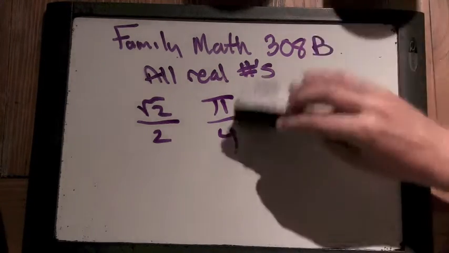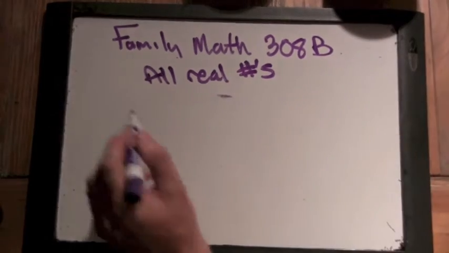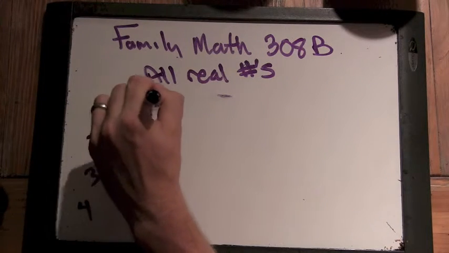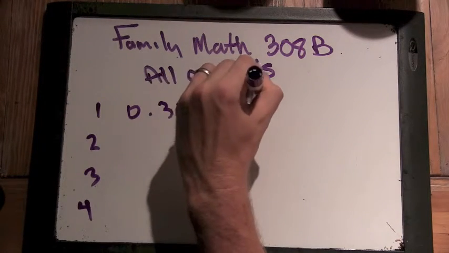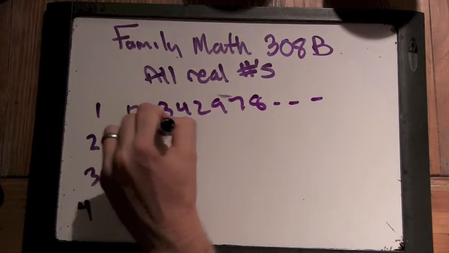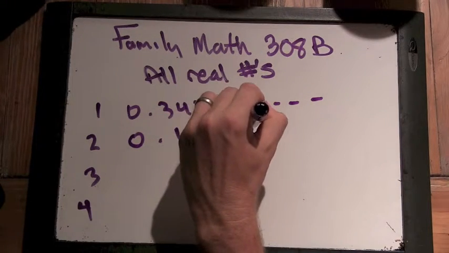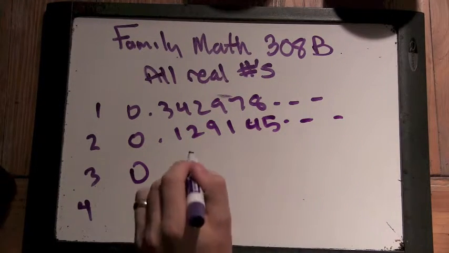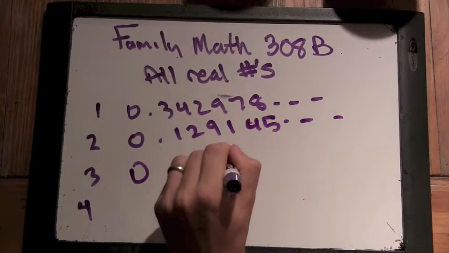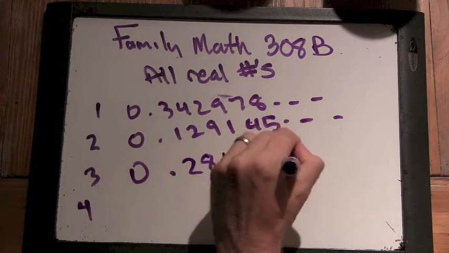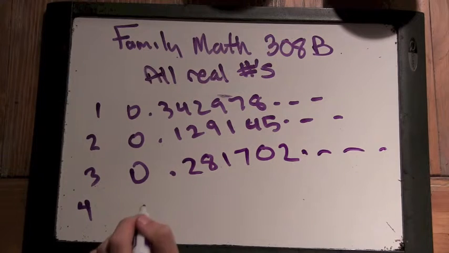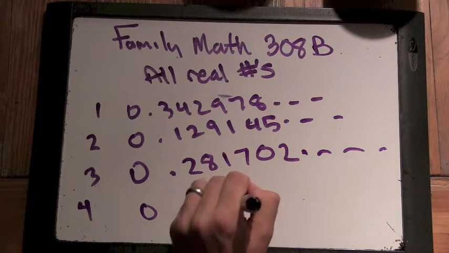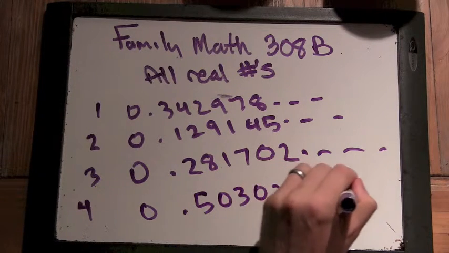So he said, let's say you made a list, and then you have the first one on the list, the second one on the list, third one on the list, fourth one on the list. Let's say this was 0.34297, etc. This was 0.1291445. You tell me this number. It could be 0.281702. Okay, how about this number? You tell me. 0.503024.